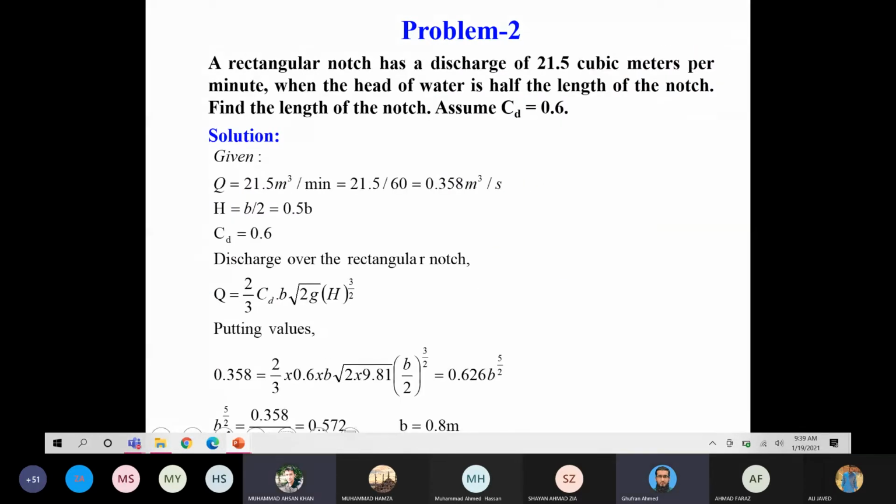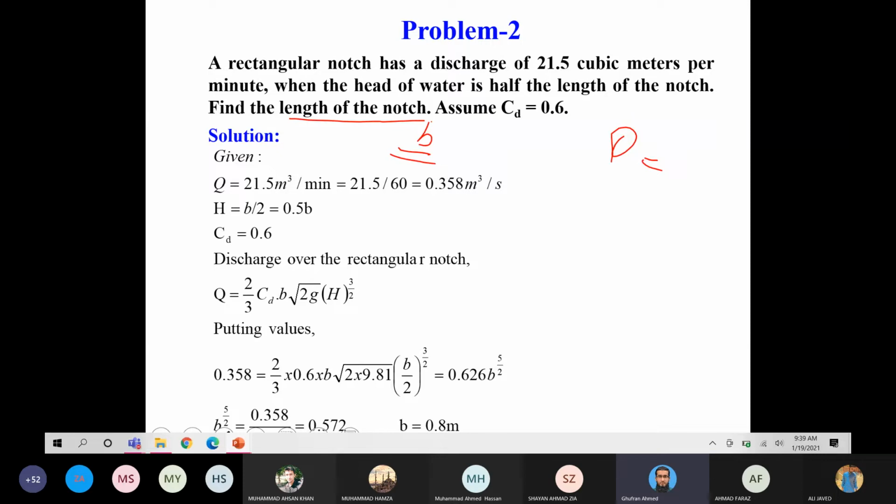So the next problem states that a rectangular notch has a discharge of 21.5 cubic meters per minute when the head of the water is half the length of the notch. Find the length of the notch, assume CD 0.6. अब इसमें क्या कह रहे हैं जी कि find the length of the notch. B find करना है हमने. Q given है.